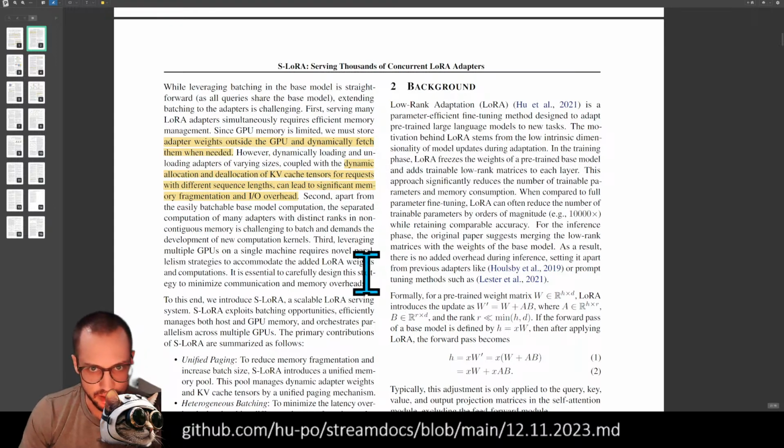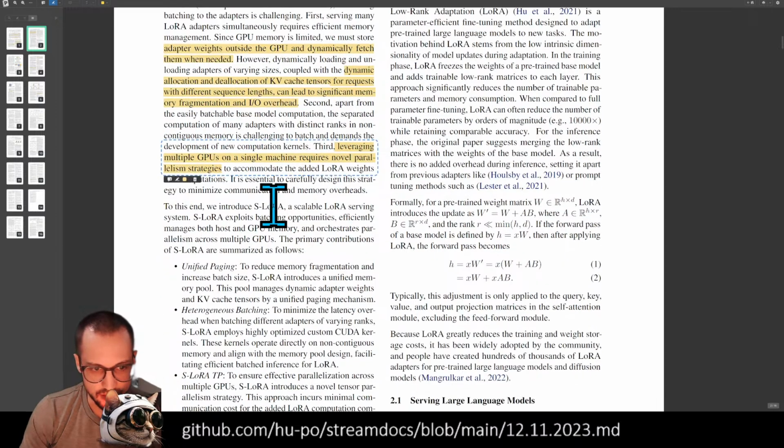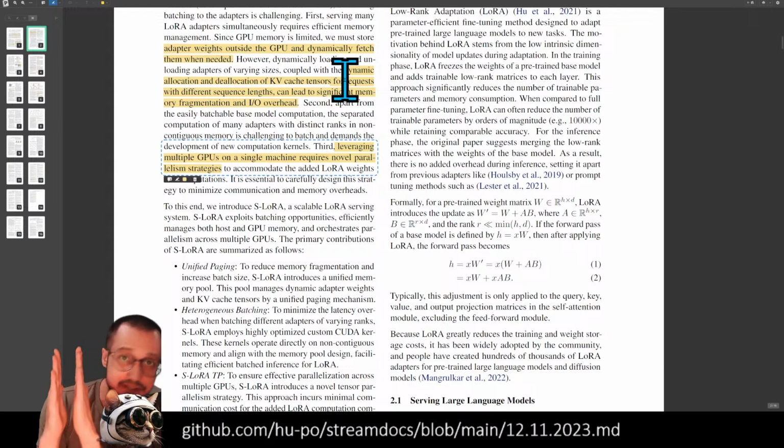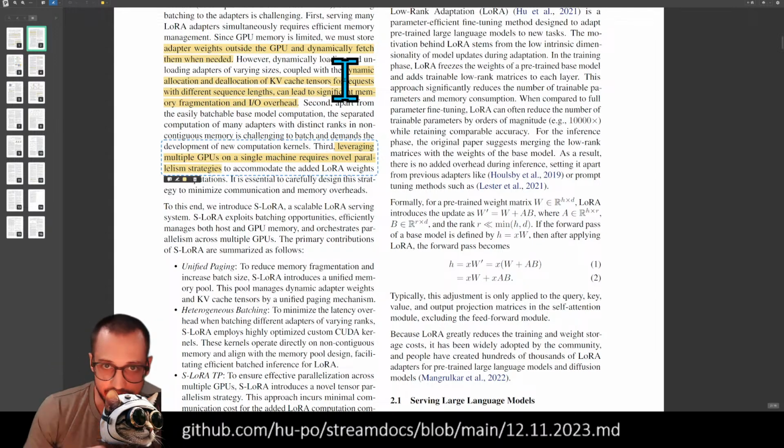Okay. Leveraging multiple GPUs on a single machine requires novel parallelism strategies to accommodate added LoRa weights and computation. So maybe a note on multiple GPUs and parallelism. What do they mean here by parallelism strategy? Parallelism comes from this word parallel, which means like two lines that don't touch. Parallelism is the idea of doing things in parallel, which basically means doing things at the same time, specifically on multiple different computers or multiple different GPUs and so on.